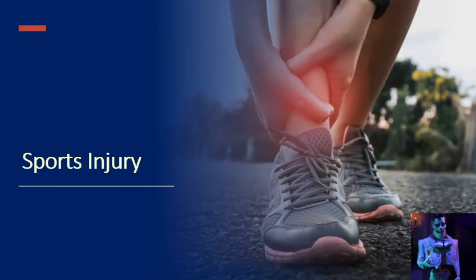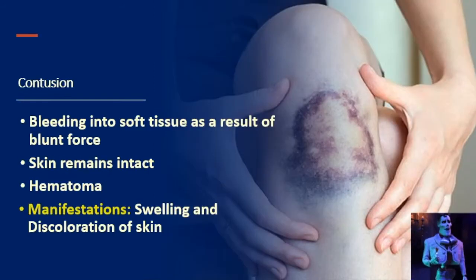Let's talk about sports injury. When I talk about sports injury, I'm referring to contusion, strain, and sprain. These are the most commonly reported injuries even at school. And the ankle is your most commonly sprained joint.